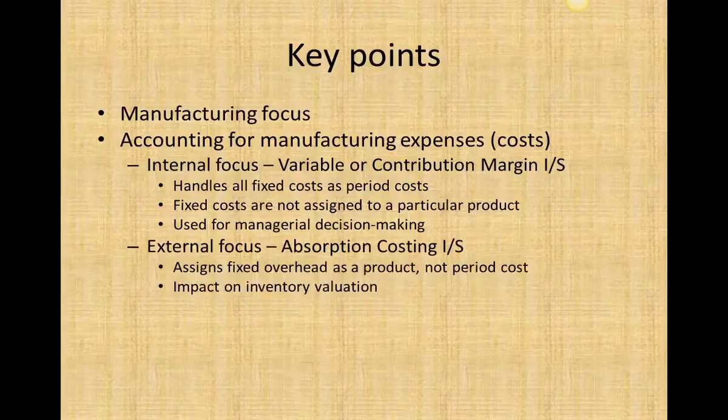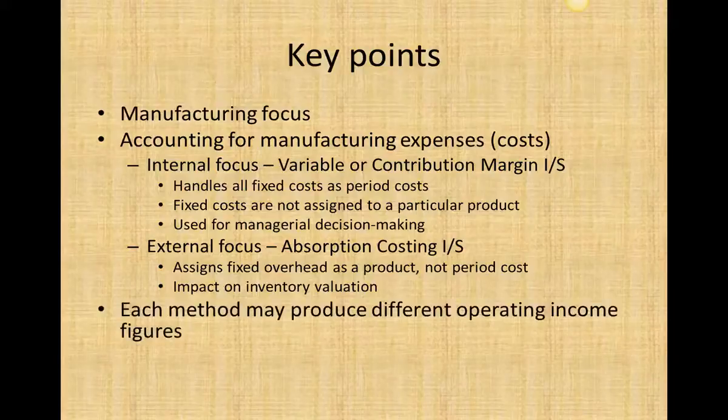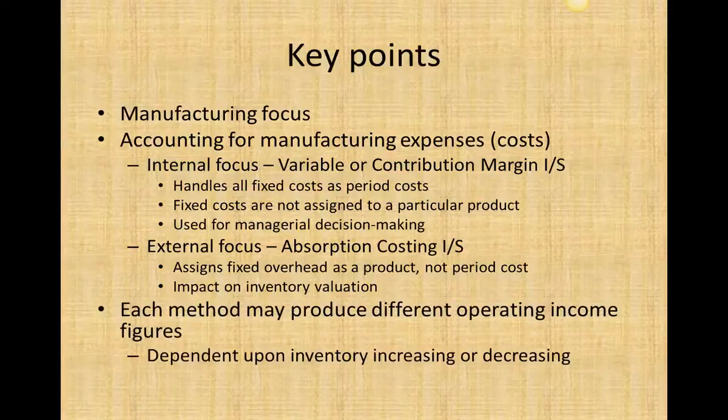On the other hand, the absorption costing income statement assigns fixed overhead costs as a product, not a period cost. And the absorption format has a greater impact on inventory valuation. These differences will become a little bit clearer as we go through the example. The absorption method is used for external financial reporting purposes on the income statement. And each method may produce different operating income figures, which is dependent upon the inventory values increasing and decreasing.